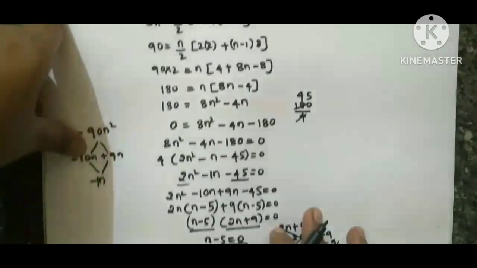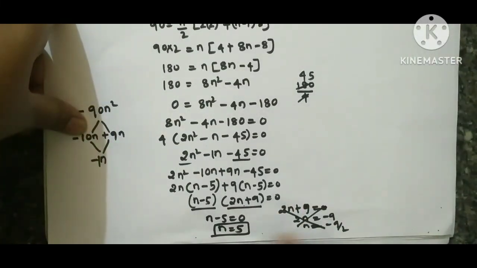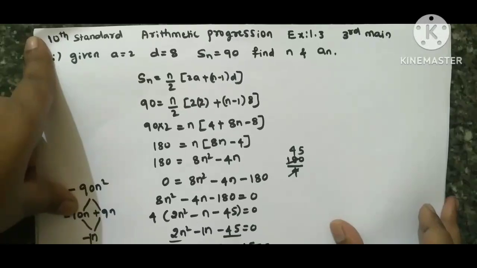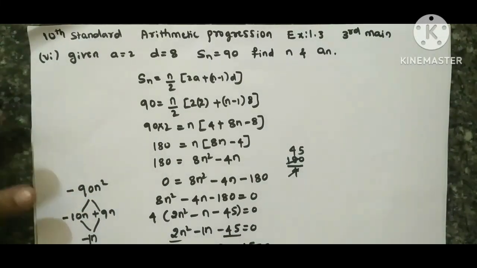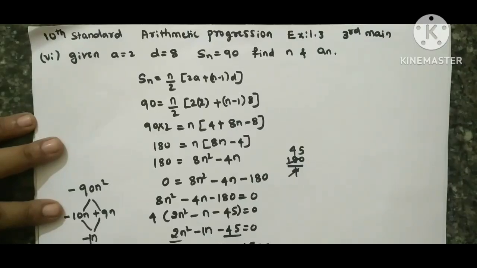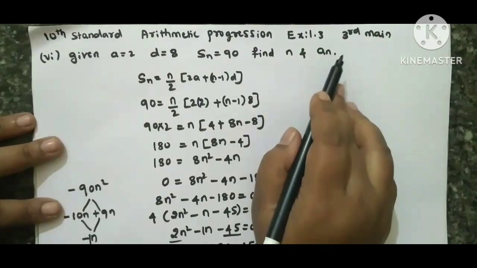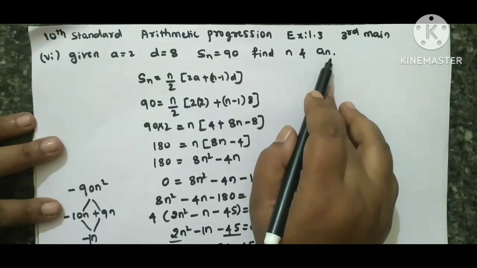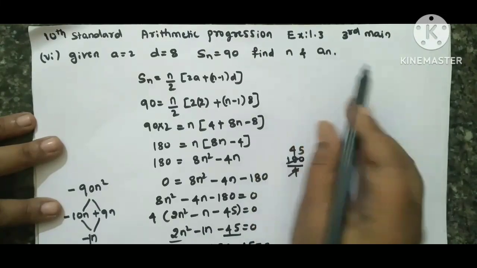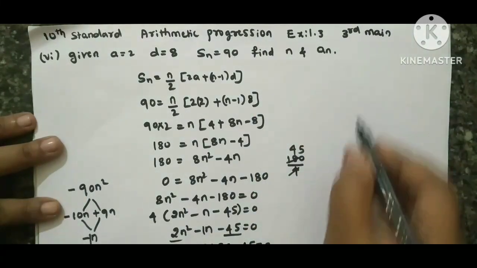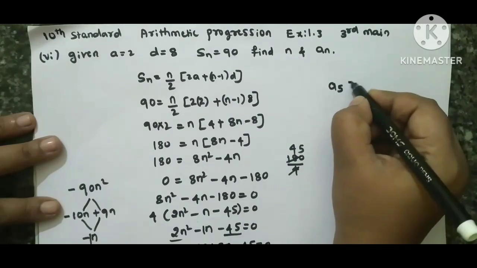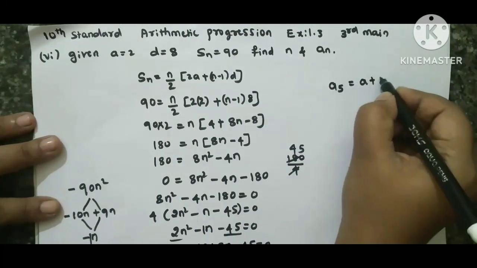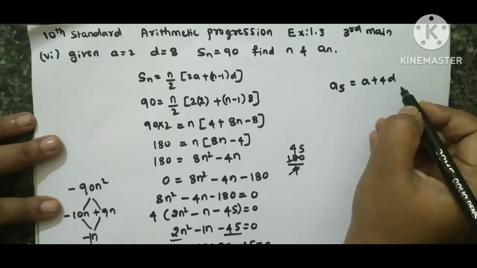So the n value we got here is n equal to 5. Now we need to find an. Means n is 5, no? So we need to find a5. We did not know about n, so they told you to find an. So actually it is a5 now, because we got the n value. a5 is equal to a plus 4d. We know the formula for a5.